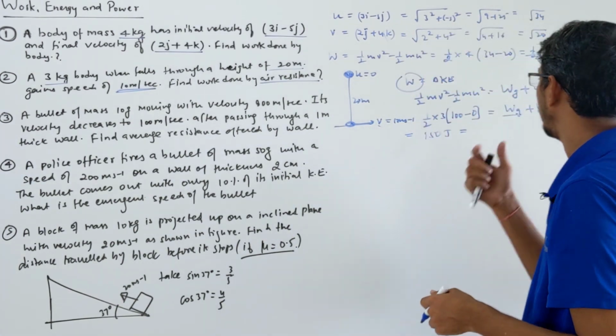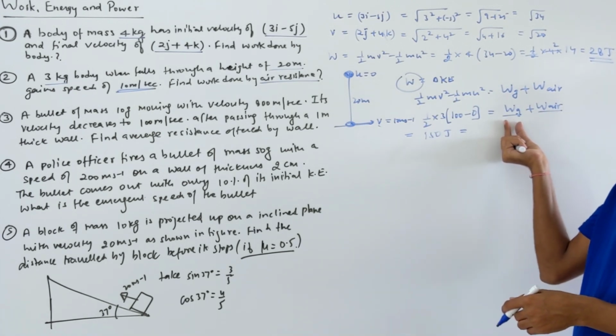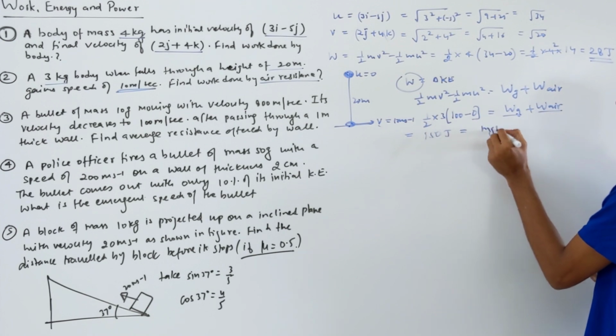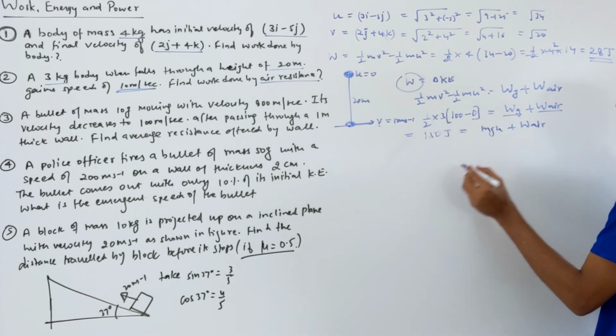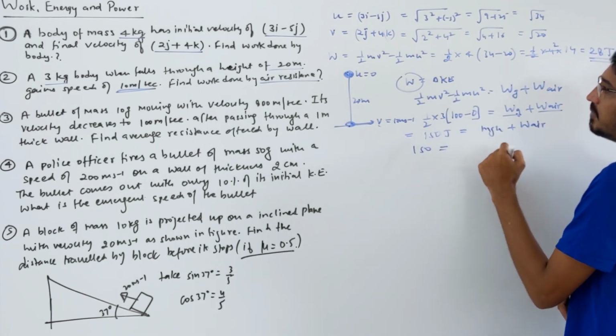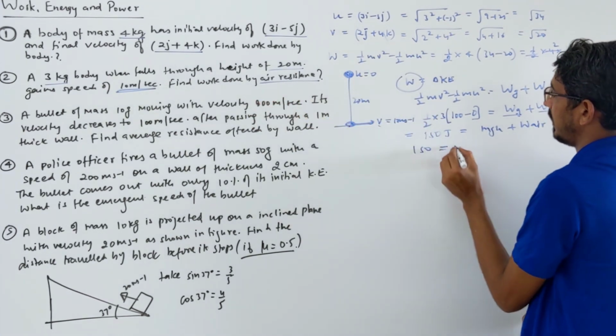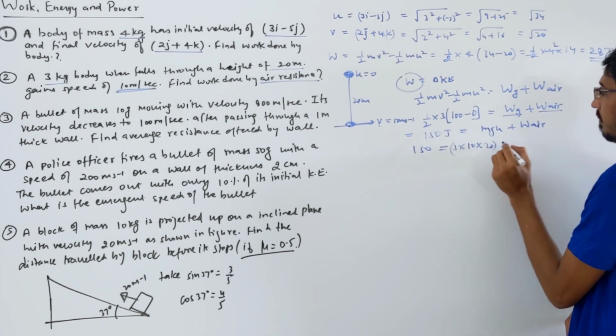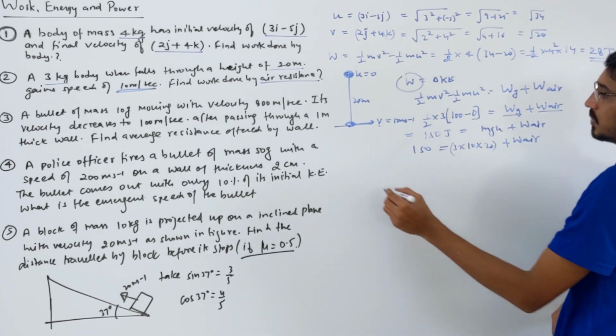Now what is the work done against gravity? Work done against gravity means the change in potential energy only. You are falling from here to here, so the work done is simply mgh, plus the work done against air. So 150 is equal to mgh plus work done against air resistance. What is mgh? m is given as 3 kg, g is given as 10, and h, we are falling through a 20 meter height, plus work done against air resistance. So this is your final answer.